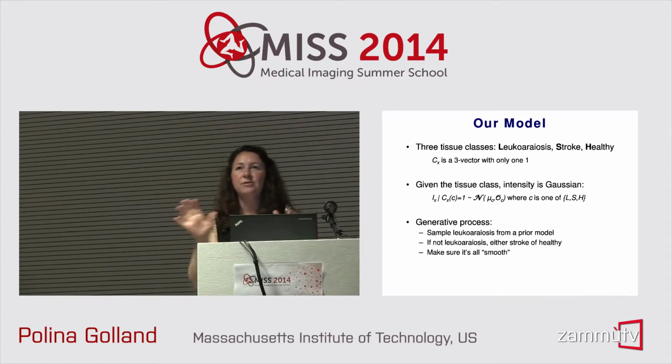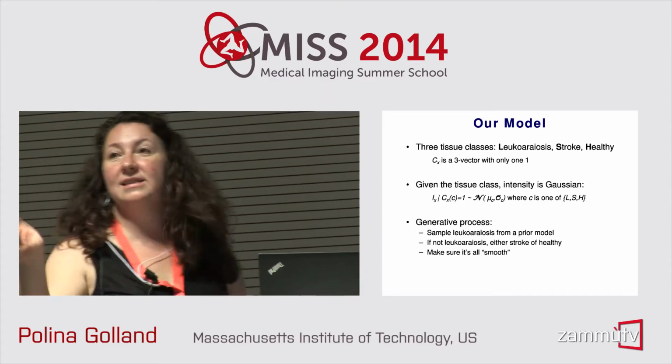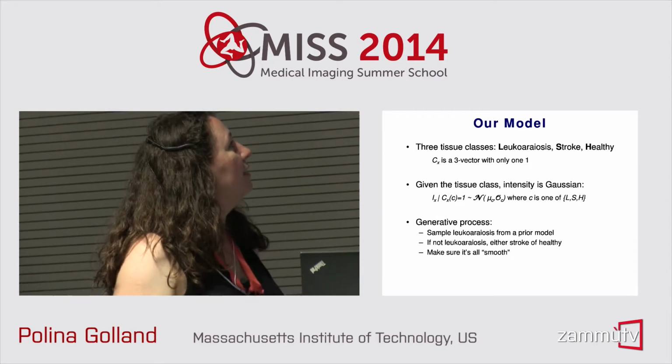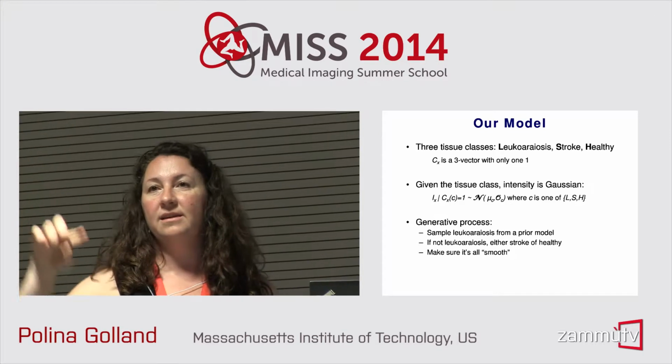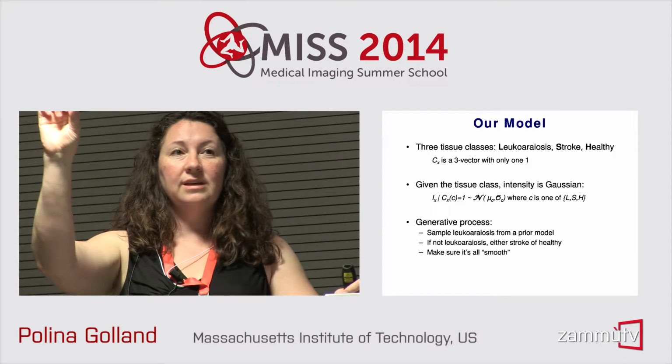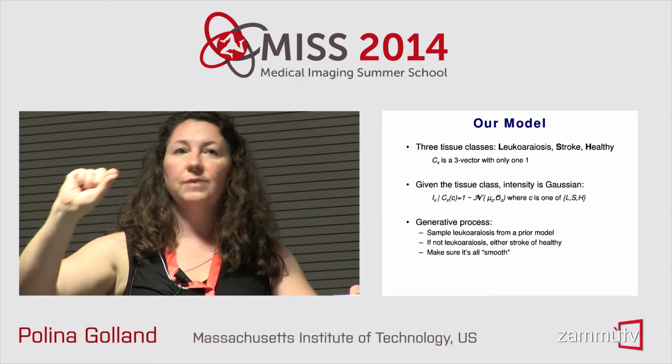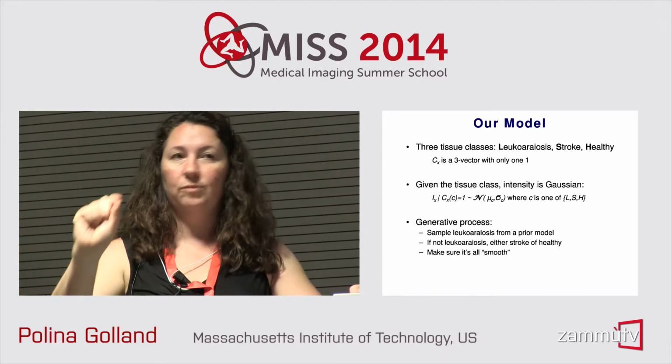Okay, so now that intuitively we understand what's going on, let's get formal with it. This is the trick that I mentioned in the morning. We're going to assign a vector of 3 entries to every voxel. These 3 entries in our generative model are constrained so that only one of them is 1 and the other 2 are 0. If there is a 1 in the first entry, it means that this voxel is leukoaraiosis. If that entry is 0, it means that it's not leukoaraiosis, and so on. Because we have only one 1, it tells you unambiguously what class it is.